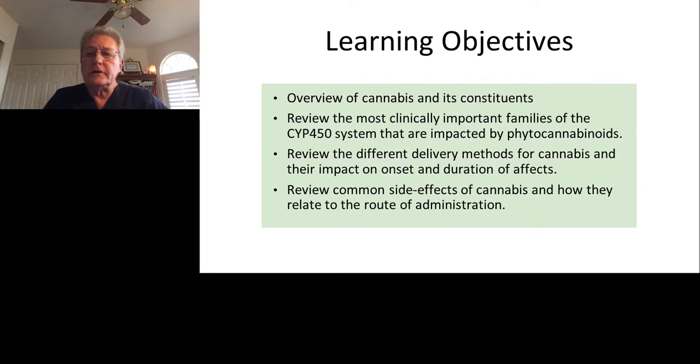Now, you all should have access to the slides and references so that you can go back and review details that you find interesting. My goal is to expose you to important information and challenge you as healthcare providers to investigate this very powerful and safe adaptogenic herb.